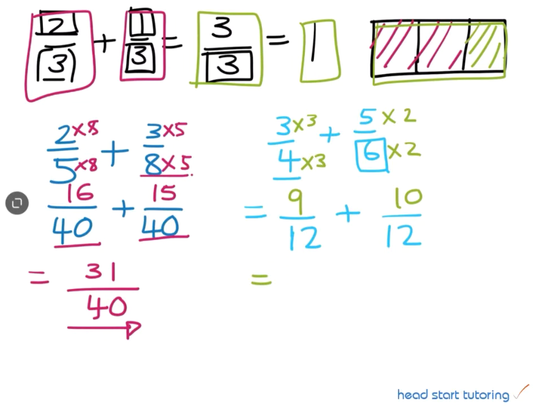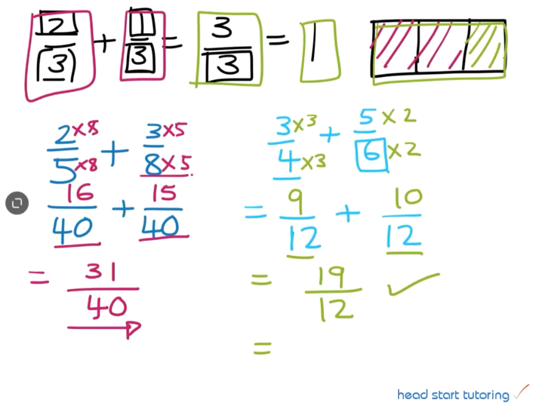So now I've got 9 over 12 plus 10 over 12. So I know that my denominator is going to be 12. And then I add my numerators. So 9 plus 10 is equal to 19. And I end up with an improper fraction, which is fine. So that is the correct answer.